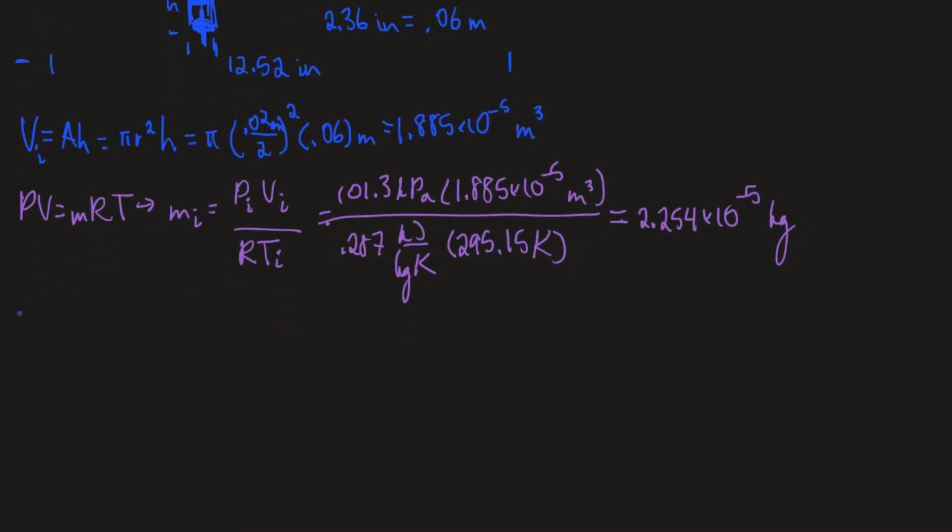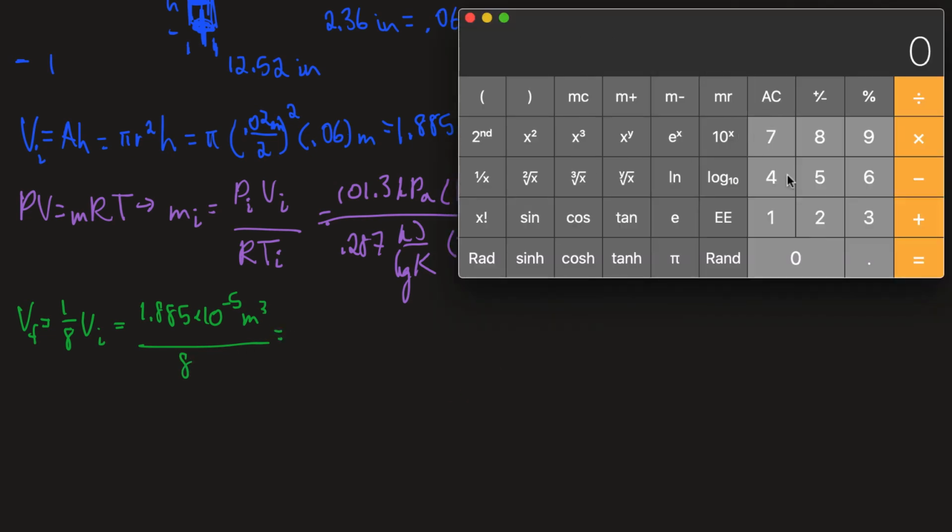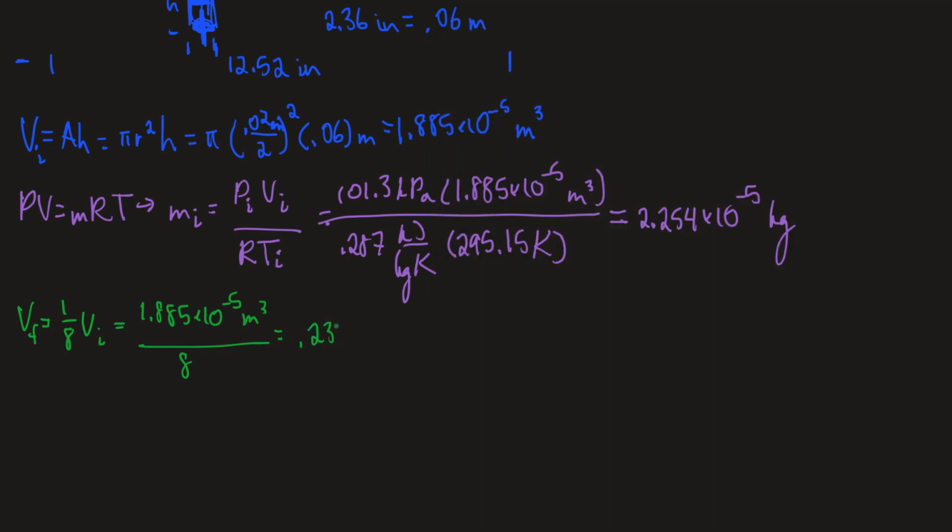So we can say that our final volume, VF, is going to be about 1/8 the initial volume. So just taking that initial volume and dividing by 8, so 1.885 divided by 8 gets us 0.2356, so 0.2356 times 10 to the negative 5 meters cubed.